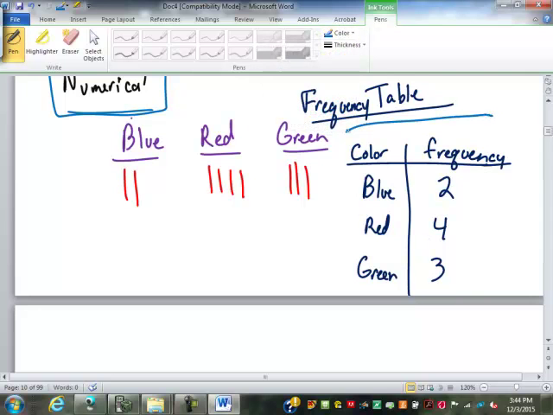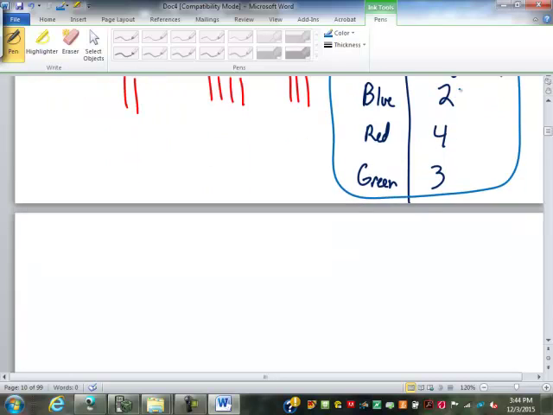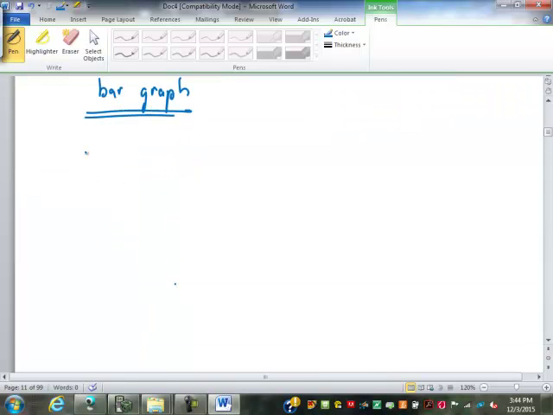There are several things I can do to organize these now. One thing I can do is a simple bar graph. A bar graph, when it's dealing with categorical data, can be done one of two ways. It can either be vertical, which is the standard bar graph. In a vertical bar graph, the categories go along the bottom. In this case, color.